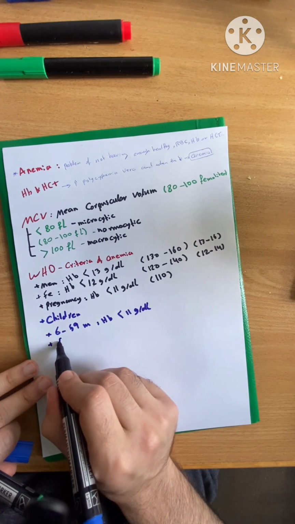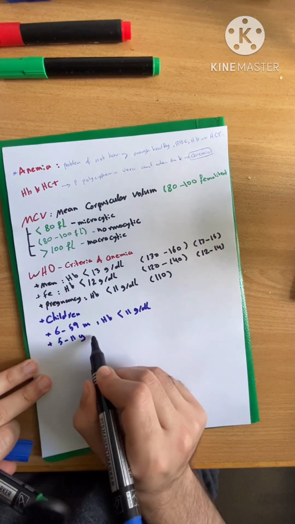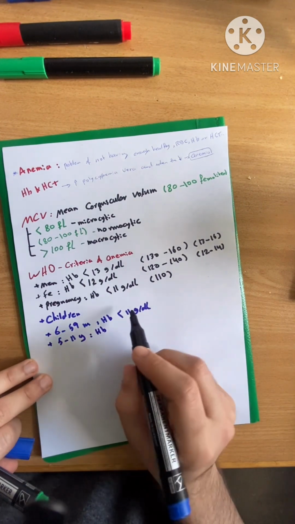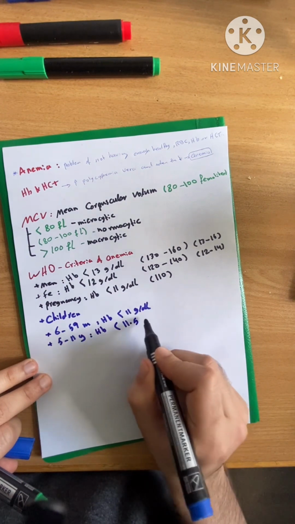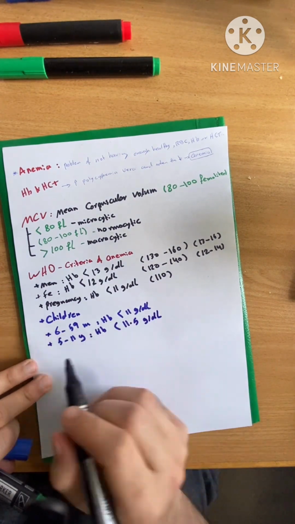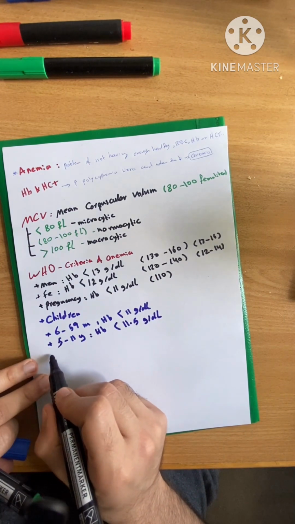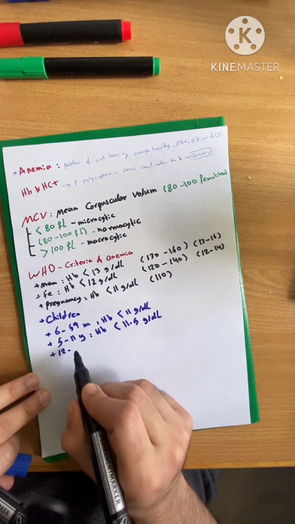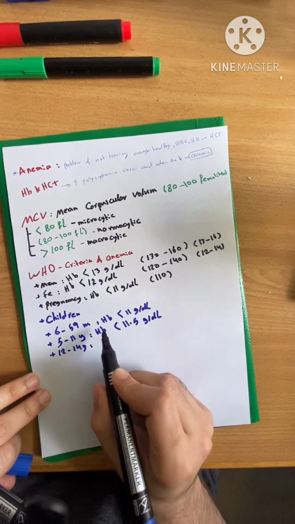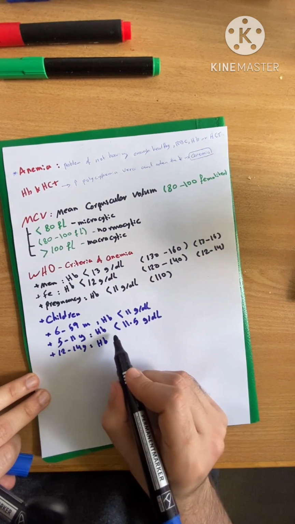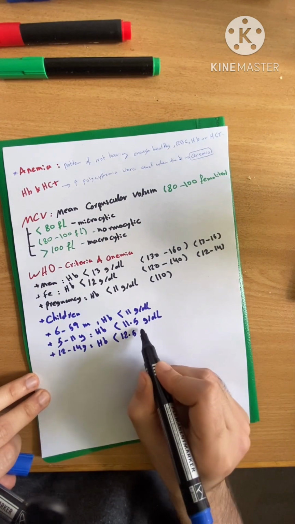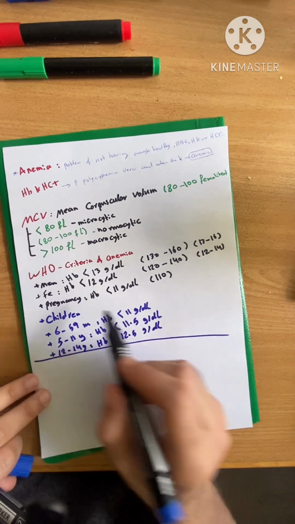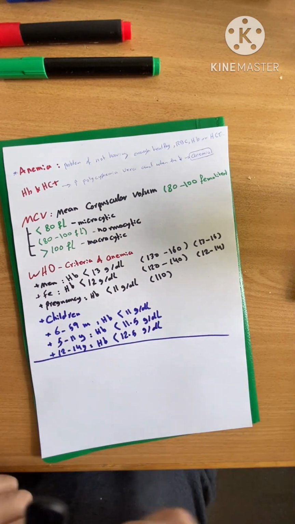Another age criteria, between 5 to 11 years, they must have hemoglobin less than 11.5 gram per deciliter to be counted as anemic cases. Another criteria, age between 12 to 14 years old, hemoglobin here should be less than 12.5 gram per deciliter. So here you have it. We can tell them that they're having anemia.